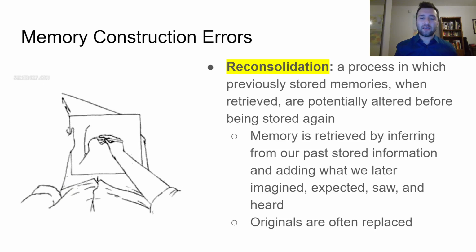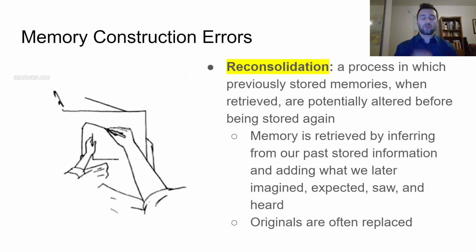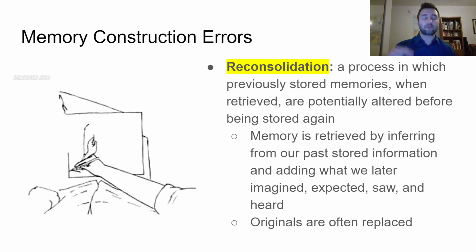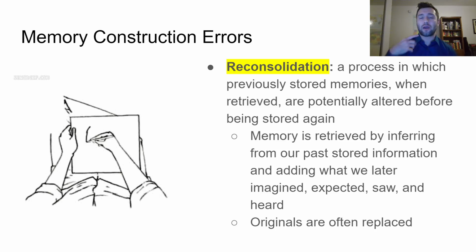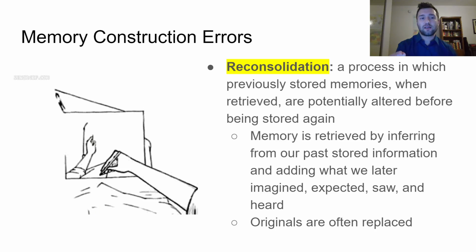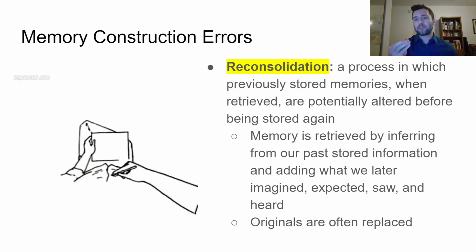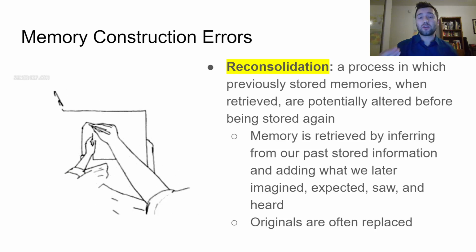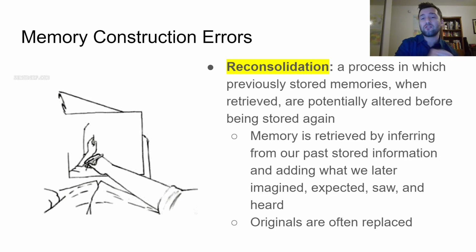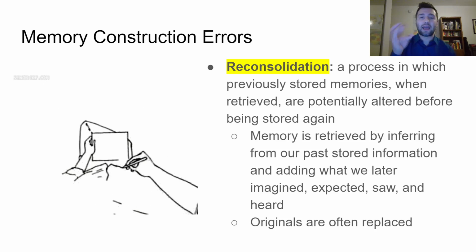So again, we're adding in a whole bunch of information. And this happens every time we remember anything. Every time we go back and retrieve it, no matter what it is, even if it's something factual, there's this chance that we tweak it a little bit, right? That we misremember something, or we change how we feel about it, or we change a specific thing that we saw or heard or that happened.